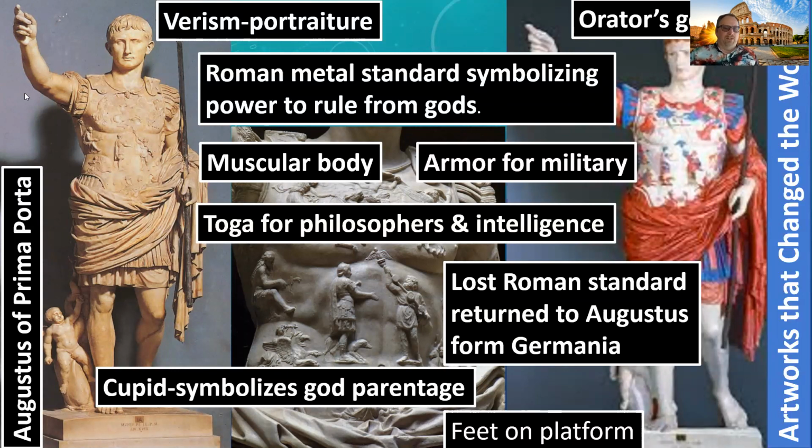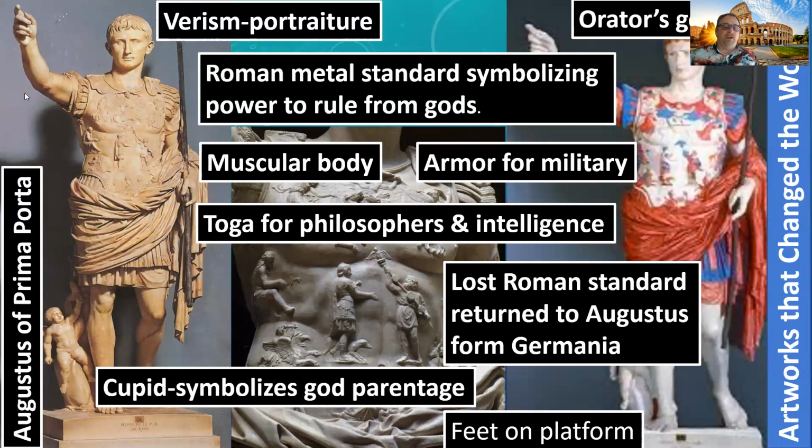He's carrying the lost Roman standard returned to Augustus from Germania. Remember, the people that were Julius Caesar fans, which is the general population, loved Julius Caesar. So now he's basically coming back holding the staff that Julius Caesar loved, saying, look, I'm even better than Caesar. His feet are still up on a platform showing his power. And note, he's got Cupid tugging at the bottom of his toga, symbolizing his god parentage. Remember, because they are both sons of Venus, Cupid is the son of Venus. So it'd be like big brother trying to play with little brother.